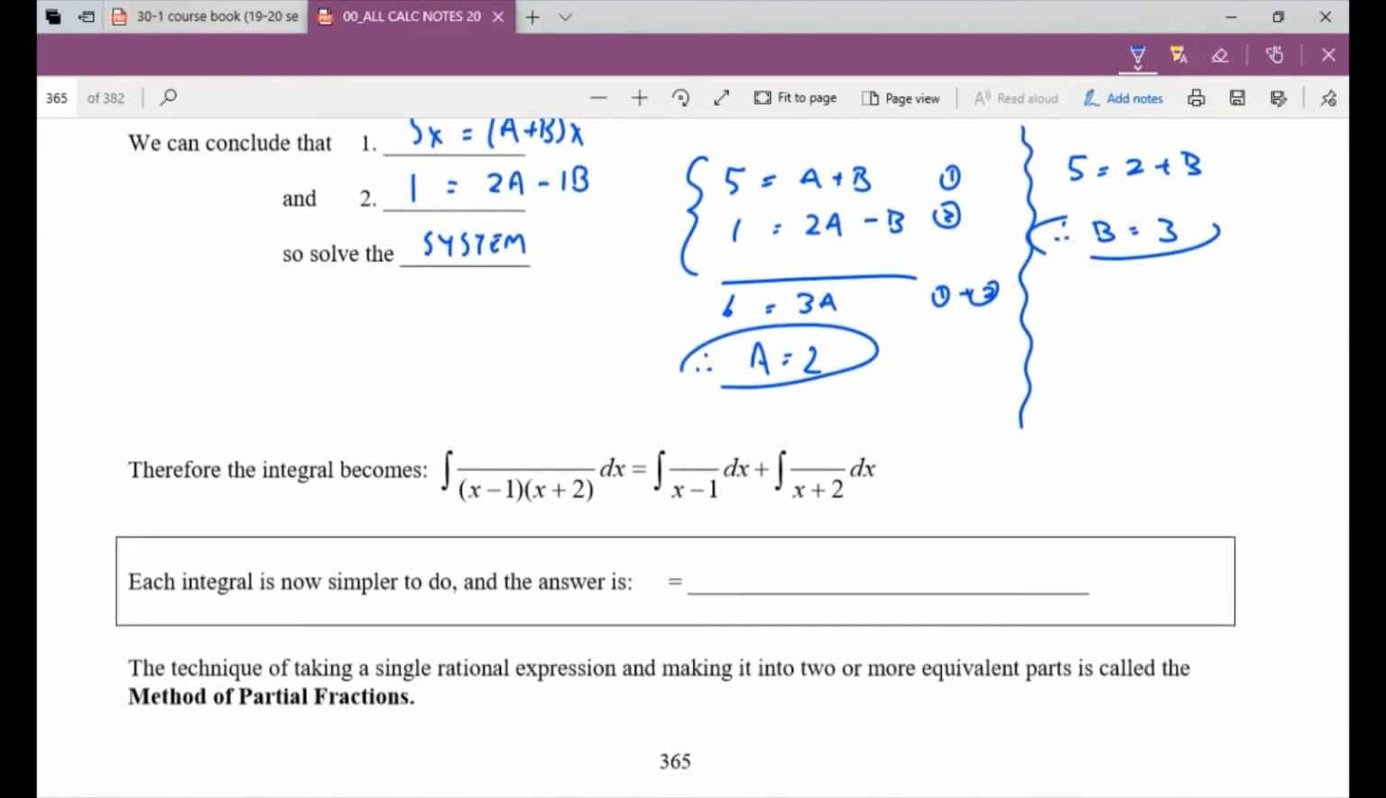And so therefore, this integral of 5x plus 1 over x minus 1, x plus 2 is equal to the integral of 2, your a value, over x minus 1 dx, plus 3 over x plus 2 dx. Each of these are much easier to integrate now, and so we end up with an answer of 2 natural log absolute x minus 1 plus 3 natural log absolute x plus 2, and don't forget our plus c.